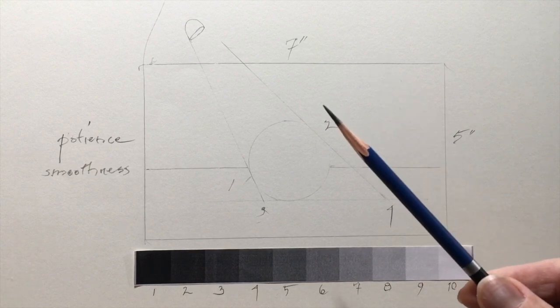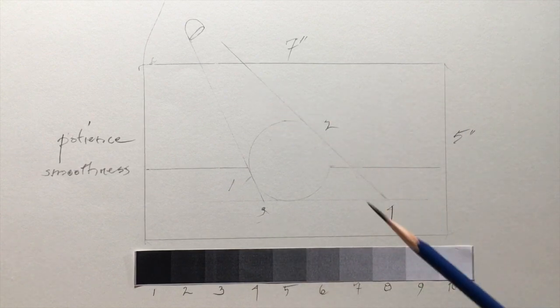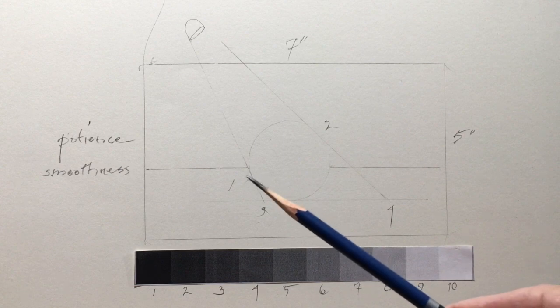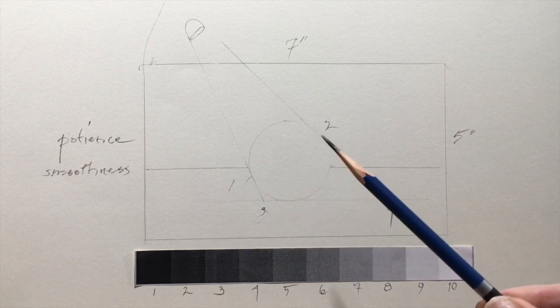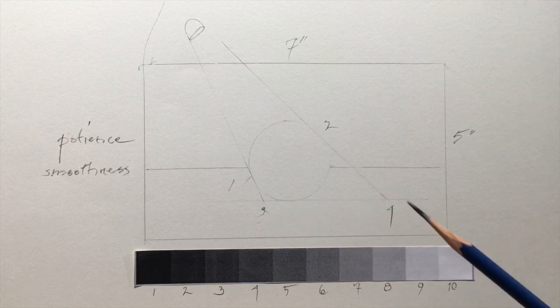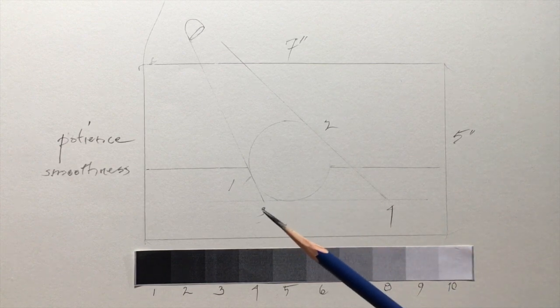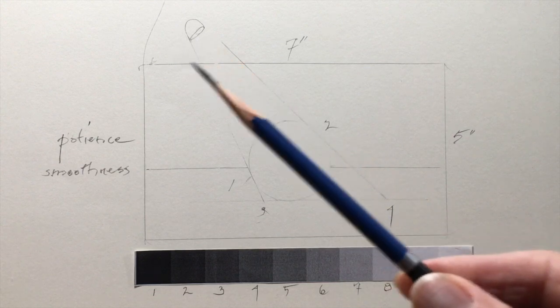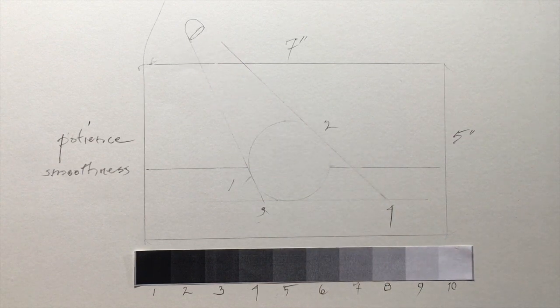So setting up here, I've done a few things. I've erased most of these lines that just existed to give me the 2 points where the shadow core begins and ends. And then these 2 points, 3 and 4, where the cast shadow begins and ends in reference to that light source.